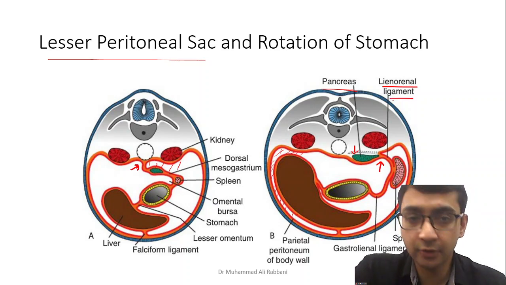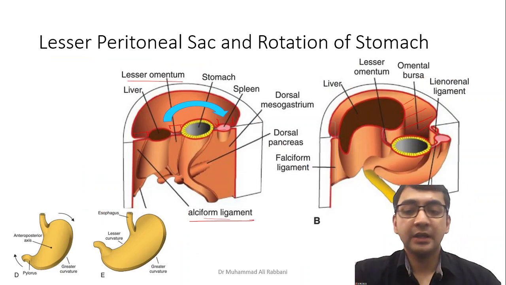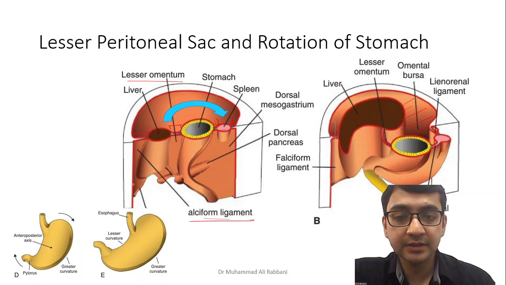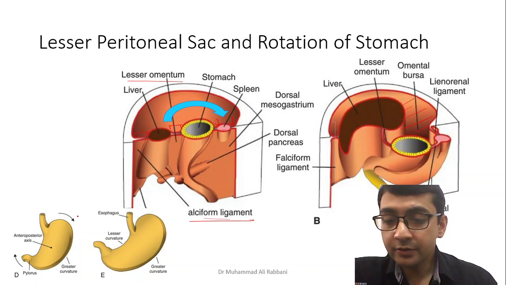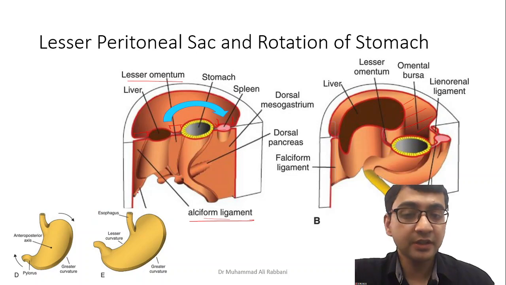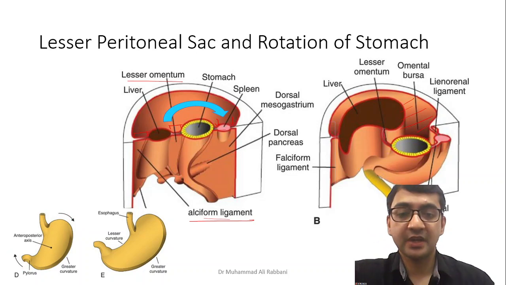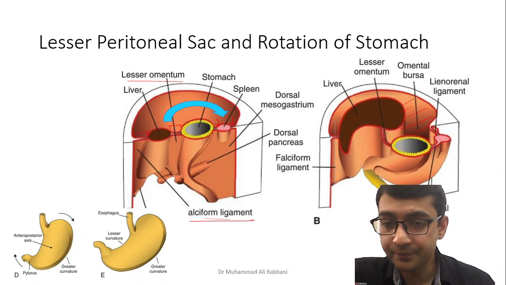So this is about the formation of lesser peritoneal sac in transverse image. Another thing that happens is the stomach not only rotates clockwise in horizontal plane, it rotates clockwise when you are seeing it from the front. Its upper end goes to the left and down, its lower end goes to the right and up. What does it mean? What consequences does it have?